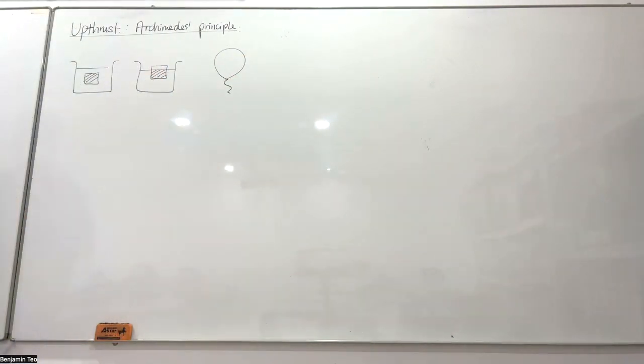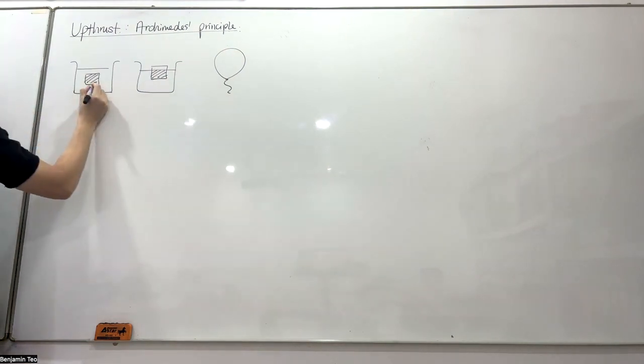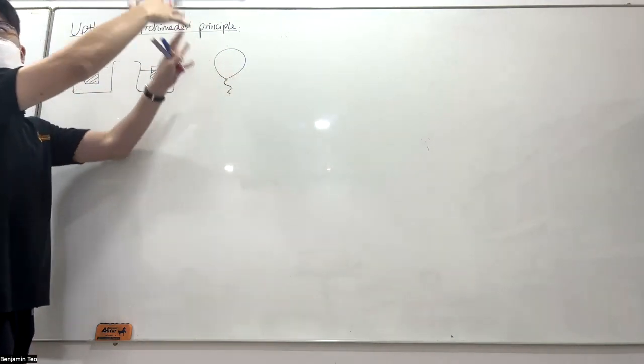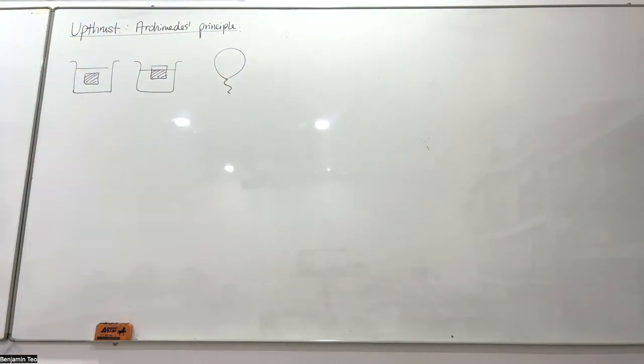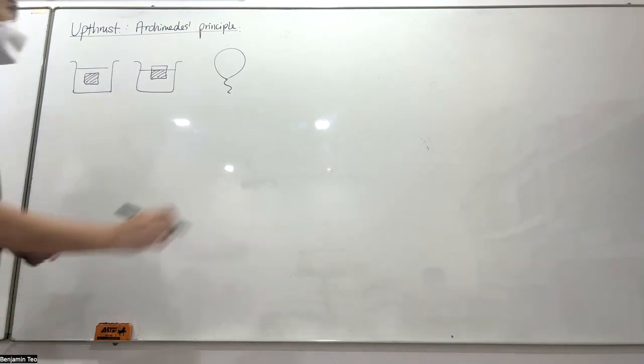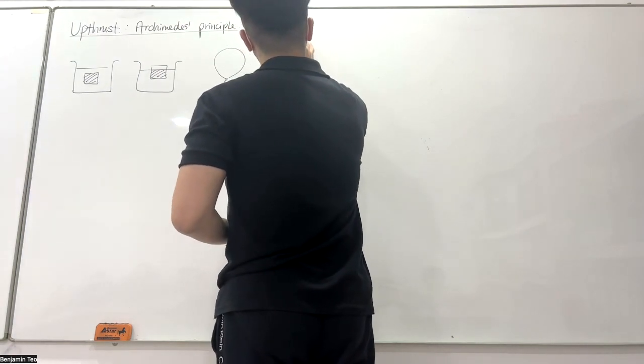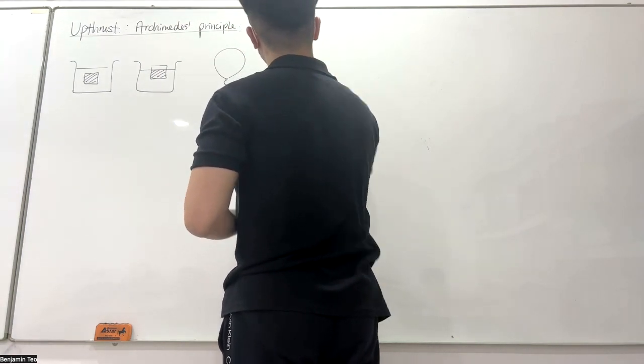Okay, three situations. One is fully immersed, another one is partially immersed, another one is immersed in air. All three cases, we have buoyant force. How do you calculate buoyant force? F equals rho V g.